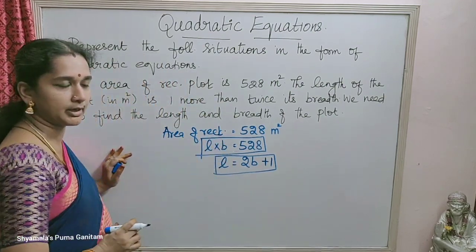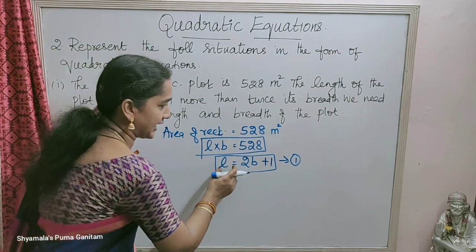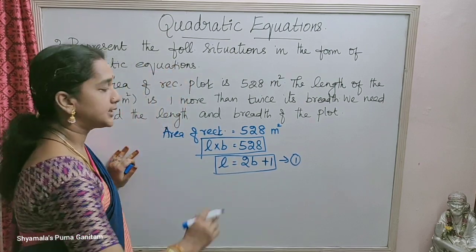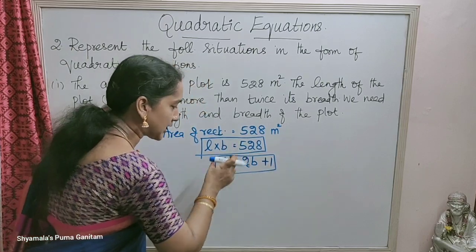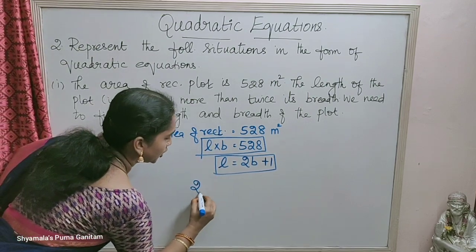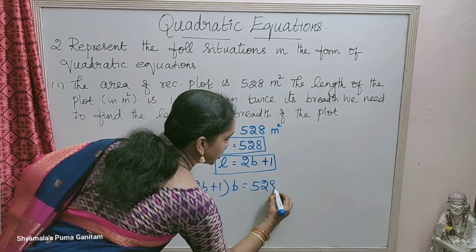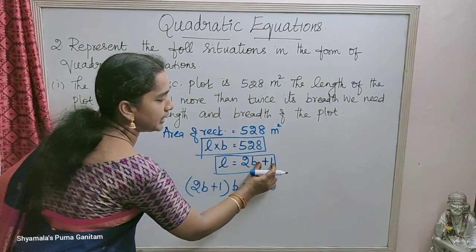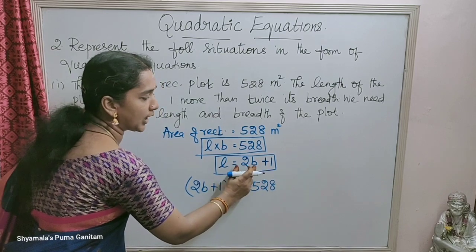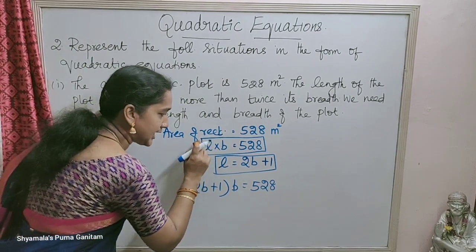This is the formula: length into breadth is given as 528. So if we take this as the first equation, we will substitute this length value in the area of rectangle formula. What is L given? 2b plus 1, into b is equal to 528. Length is given as 2b plus 1, which is 1 more than twice its breadth. So L into B is the formula for area of rectangle, and for this, the condition is given only for L.